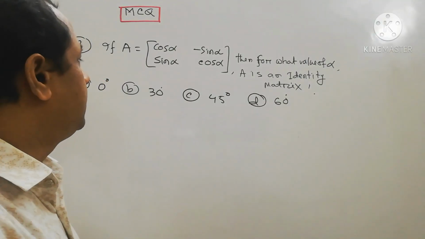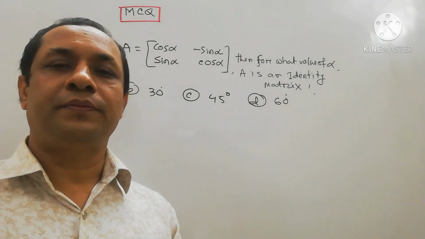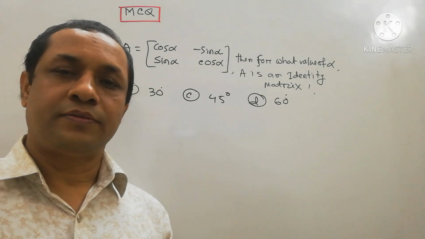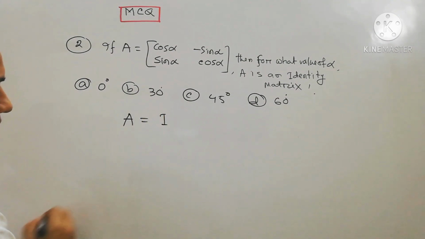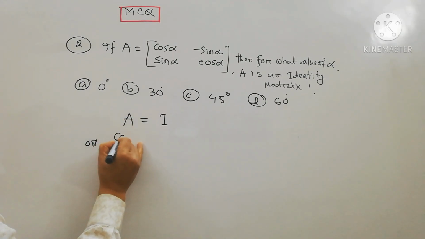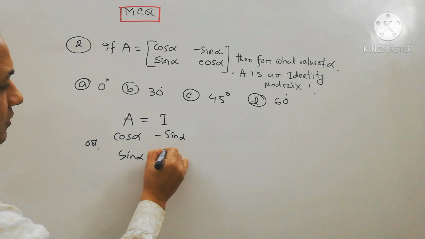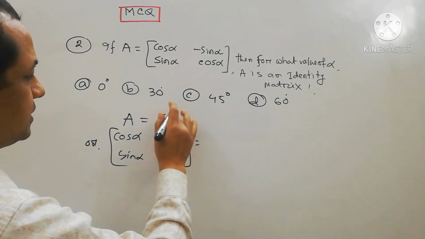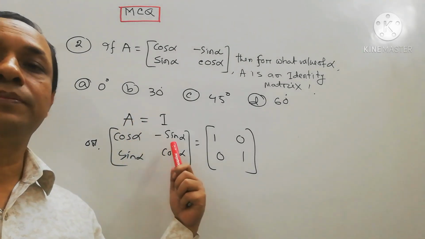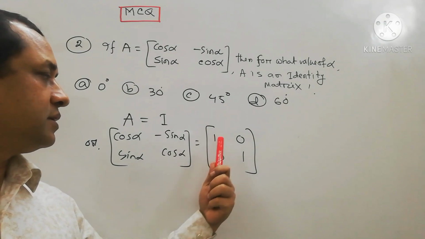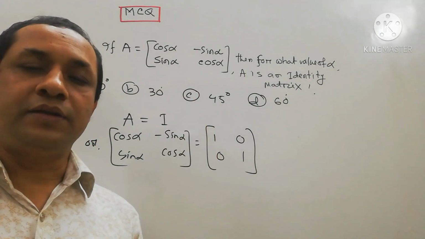Question number 2. If A is the matrix cos alpha, minus sin alpha, sin alpha, cos alpha, then for what value of alpha is A an identity matrix? So, students, given A is an identity matrix. Putting the value of A: cos alpha, minus sin alpha, sin alpha, cos alpha equals the identity matrix I, which is 1 0, 0 1. Then find the value of alpha.